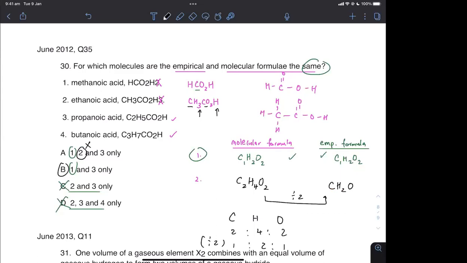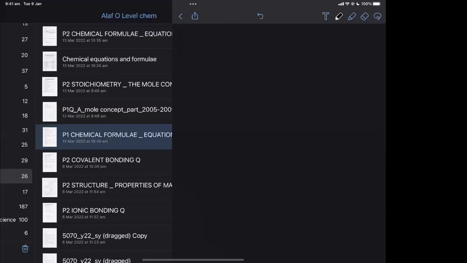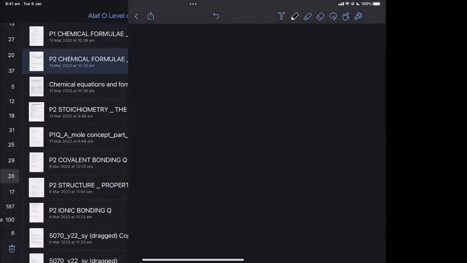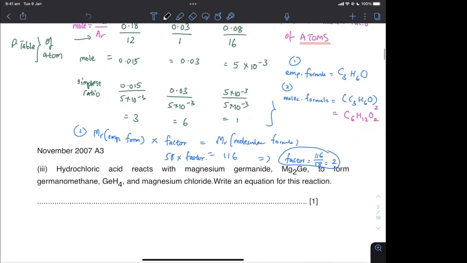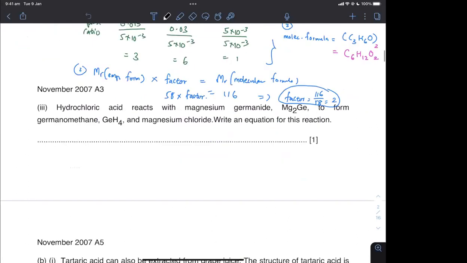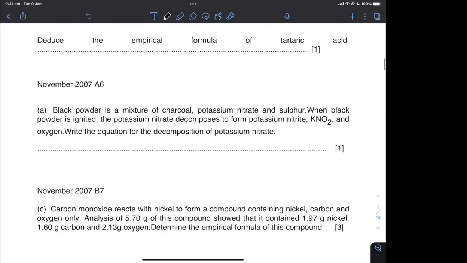Paper 2. Hang on, paper 2. Yep. Do you know what year? No, or November 2007. A6. A6, November 2007, A6. Okay.